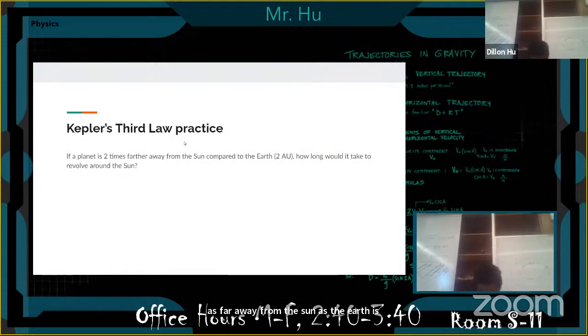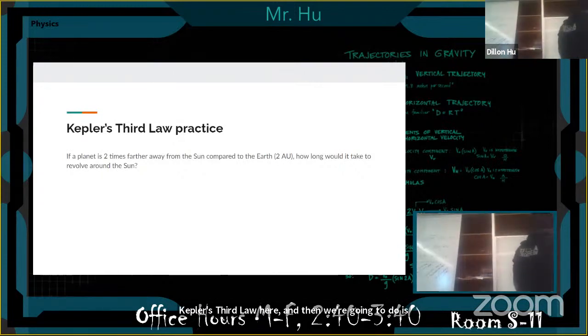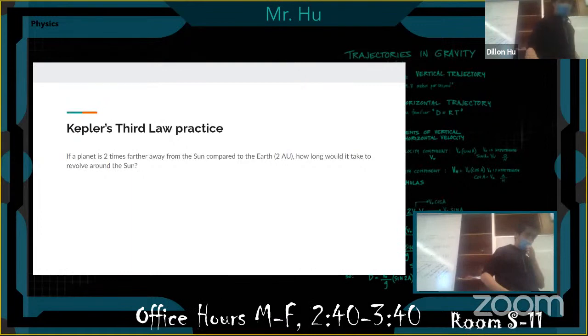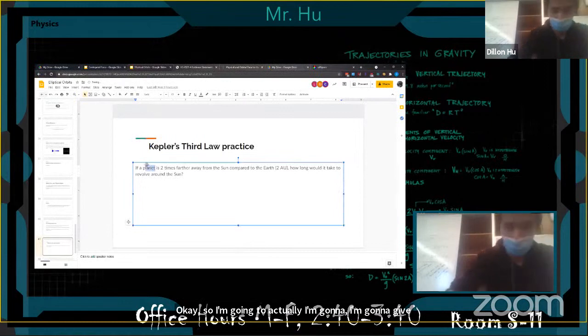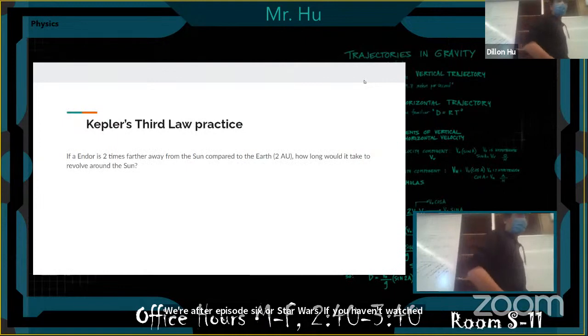So we're now going to do an example problem with Kepler's third law here. And what we're going to do is use an example planet. This planet has no name. You guys should give it a name. Okay, so I'm going to give this planet a name. I'm going to call this planet Endor, after episode 6 of Star Wars.